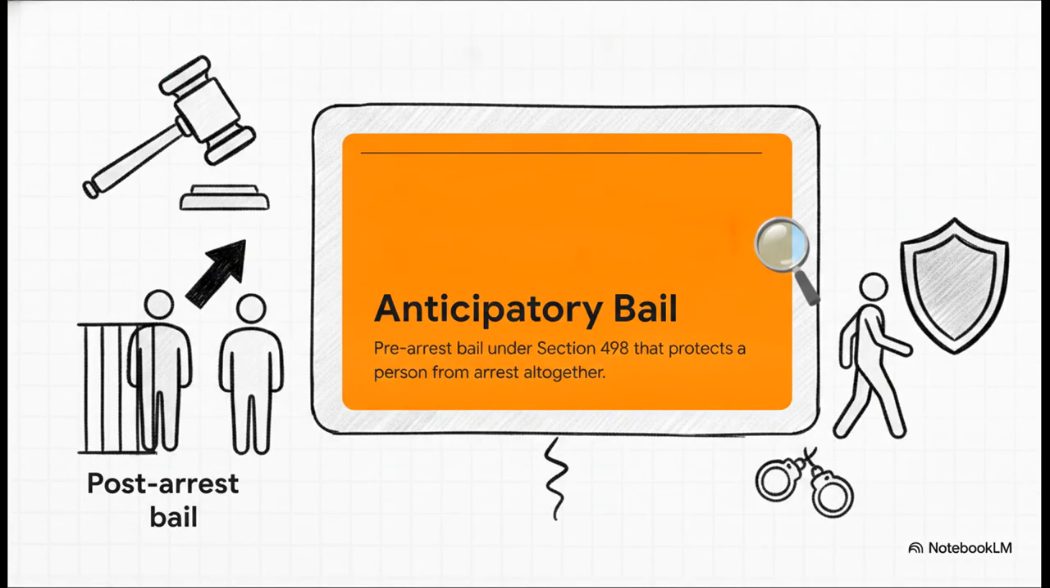Real quick, before we keep going, I just want to make sure our terminology is totally straight. Everything we've been unpacking today under Section 497 is post-arrest bail, meaning you are already in custody and you want out. Definitely do not confuse this with anticipatory or pre-arrest bail. That's handled under Section 498, and it's designed to protect a person from being arrested in the first place. So 2 completely different sections, 2 very different mechanisms.